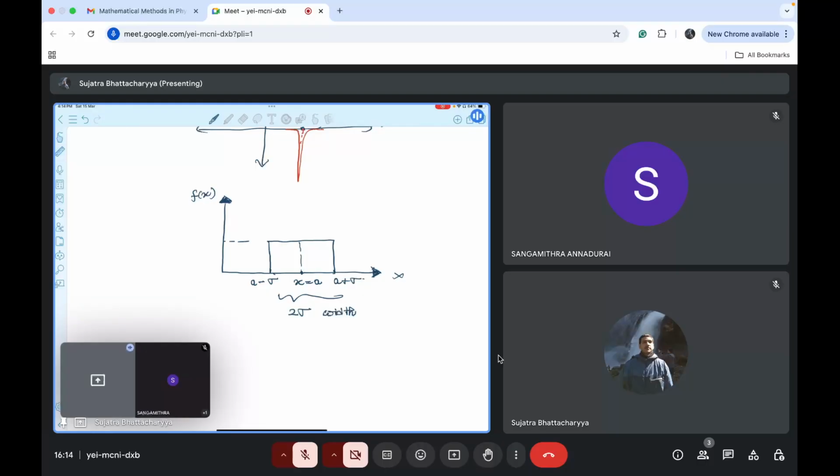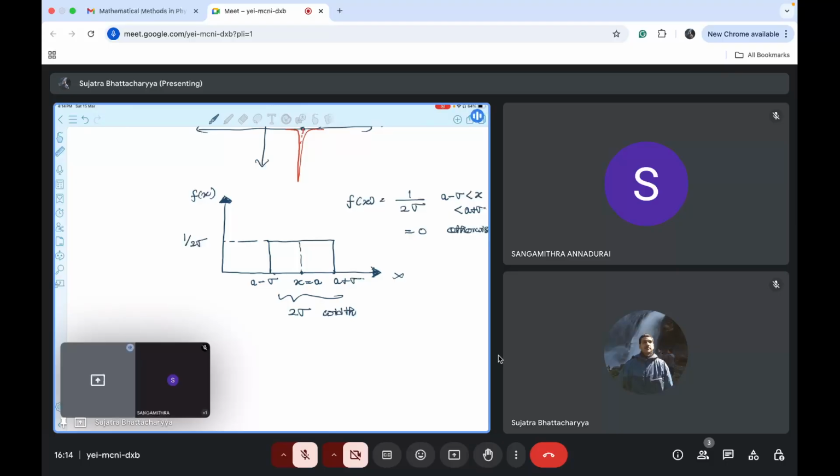What is the height of the function? This is 1 upon 2 sigma. So how can we represent this function? f of x is equal to 1 upon 2 sigma from a minus sigma to a plus sigma for x, and at all other points it is 0. Alright, this is the function.